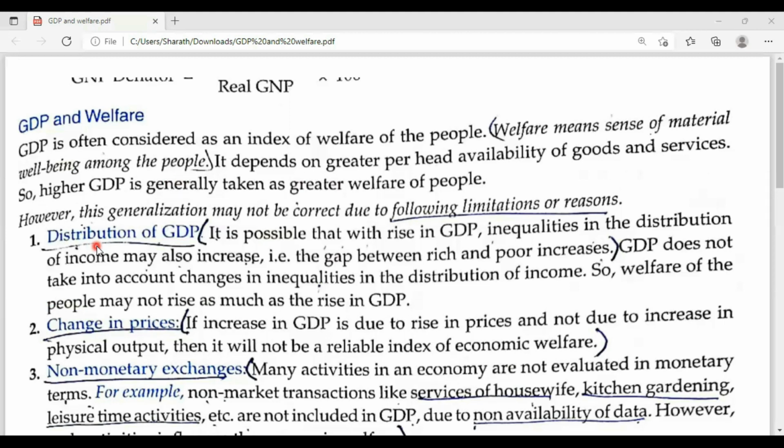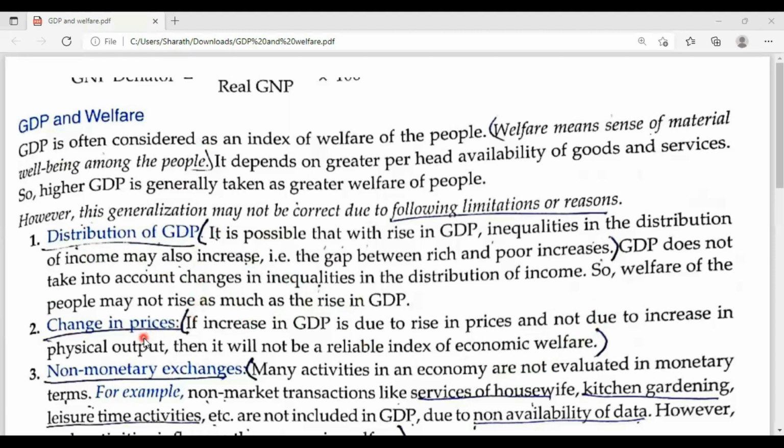In GDP, we literally ignore this gap and only talk about the growth of GDP, not the distribution of GDP. Due to this, GDP cannot be considered a measure of the welfare of the people. Just by a rise in GDP, welfare cannot be raised, because the distribution of GDP is totally ignored. So this is one limitation.